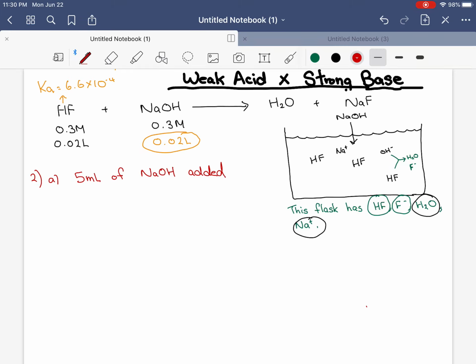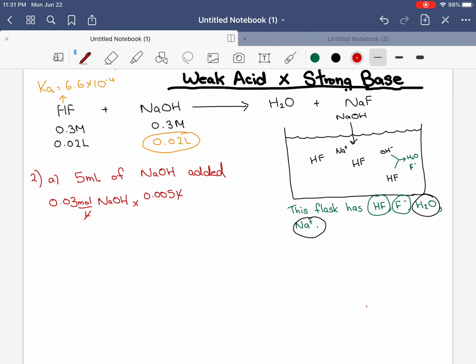First of all, with 5 milliliters of NaOH added, I want to know exactly what's the volume of this. I mean, sorry, not the volume of this, but what's the mole of this? So 0.03 moles per liter of NaOH. How many moles is that? Well, if I multiply this by 0.005 liter, I will find out exactly what's the mole of that.